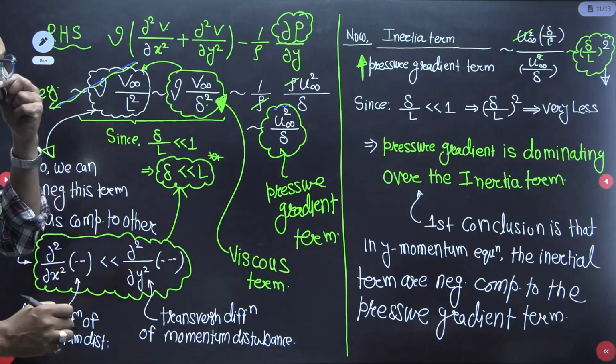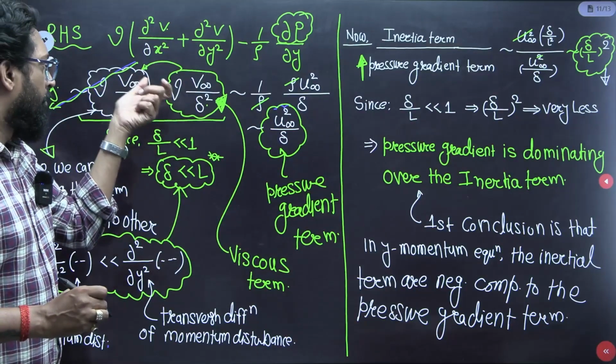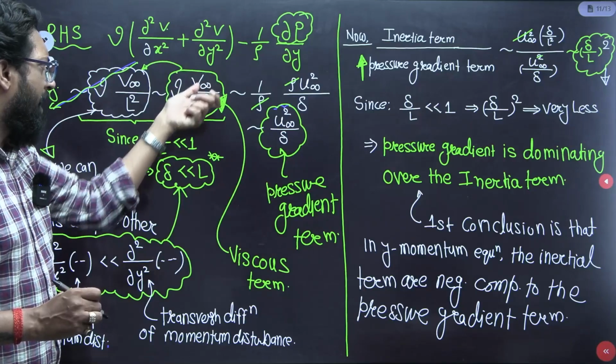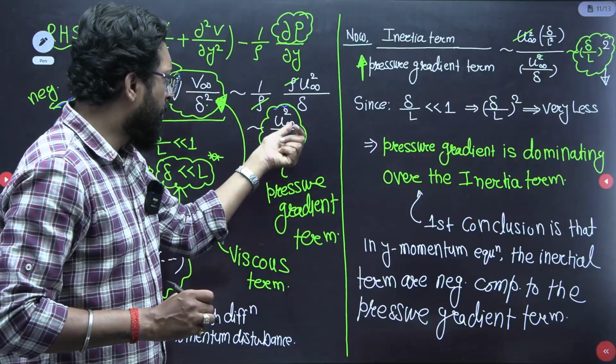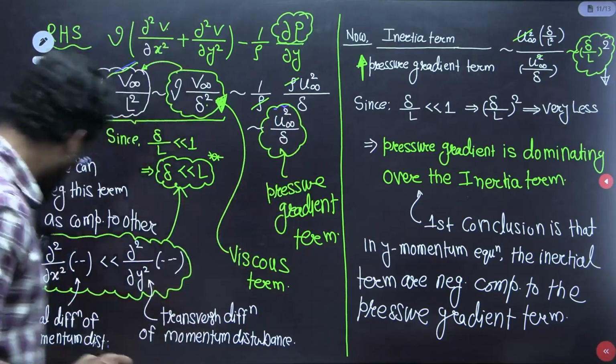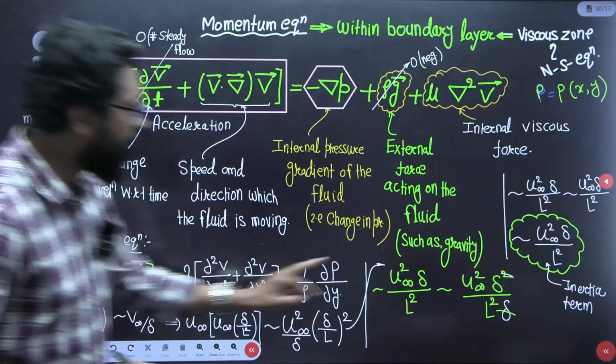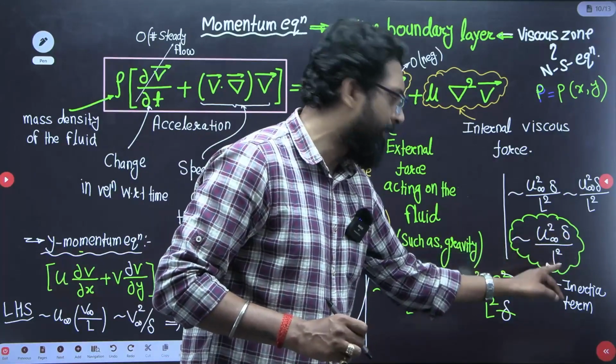So what is the order of magnitude of the viscous term? Mu V infinite by delta square. What is the order of magnitude of the pressure gradient? U infinite square by delta. What is the order of magnitude of the inertial term? U infinite square delta by L square.